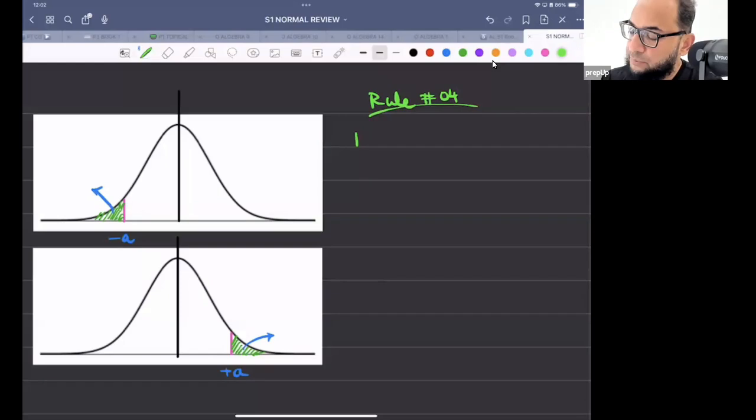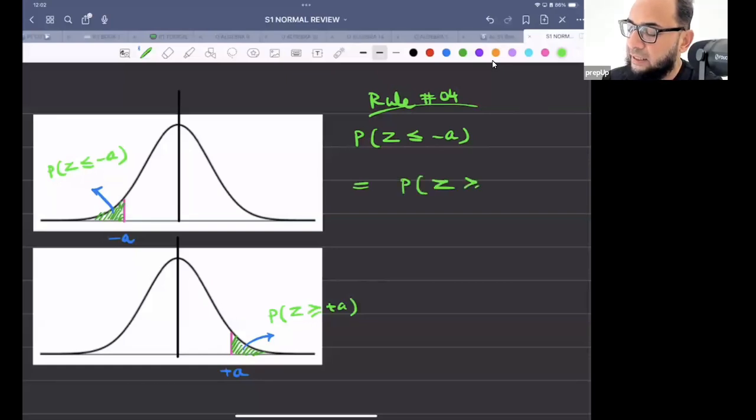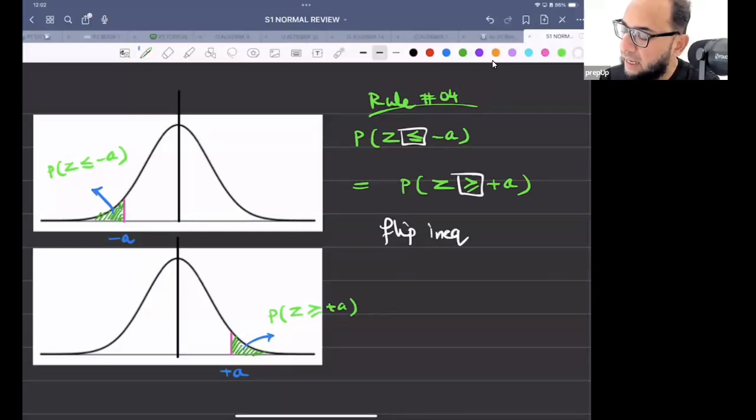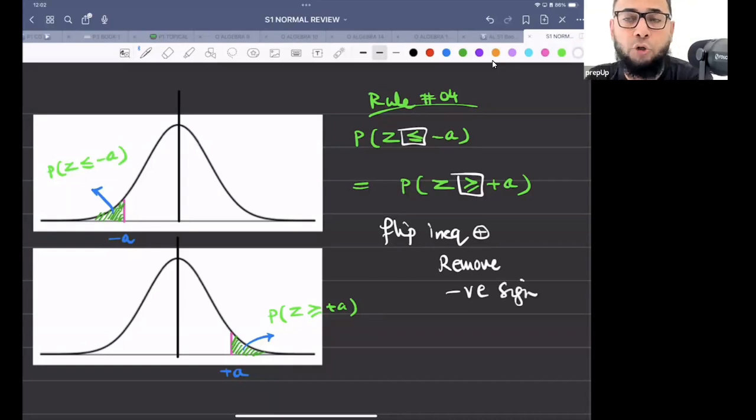So rule number 4 says probability Z is less than or equal to negative A. What is it equal to? Probability Z is greater than or equal to positive A. Again, what is the rule that we applied? That is flip inequality and remove negative sign. Why are we removing the negative sign? Because the normal distribution table is not for negative values.